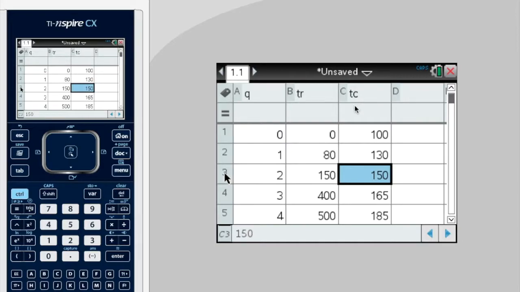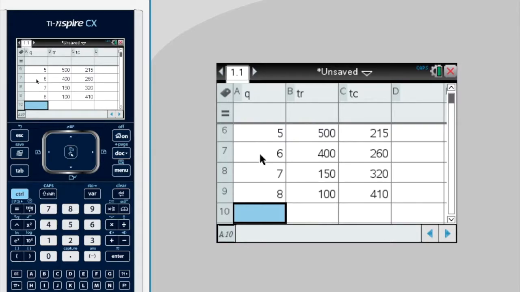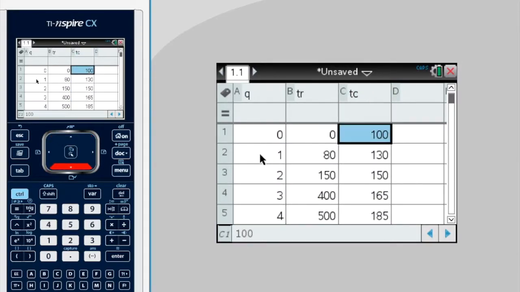Okay, so here's my data. I've just got 8 values, and I've got the corresponding total revenue and the total cost. Okay, and I want to graph it all.